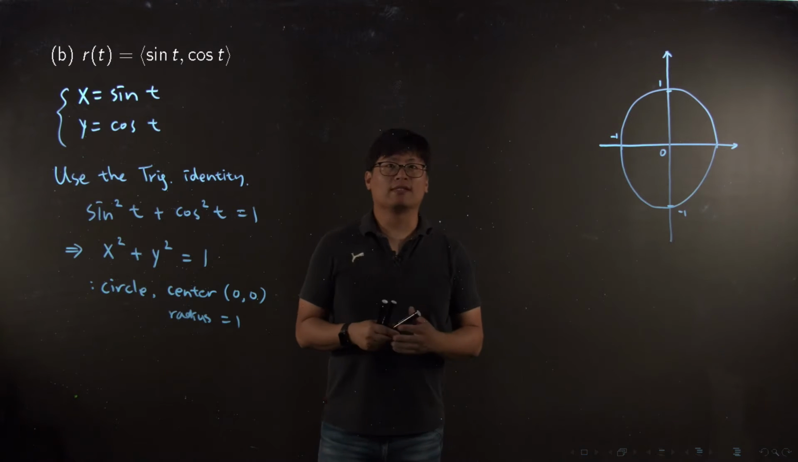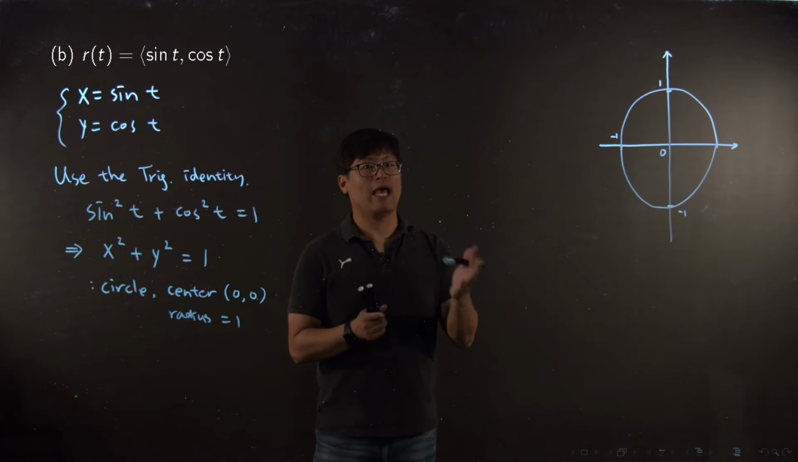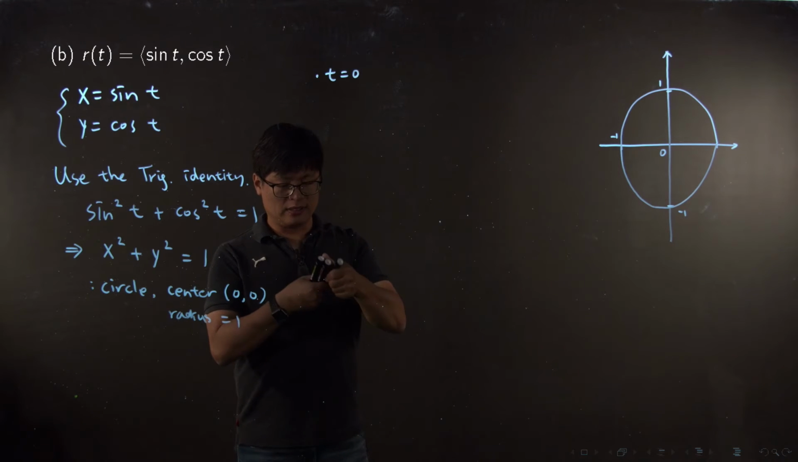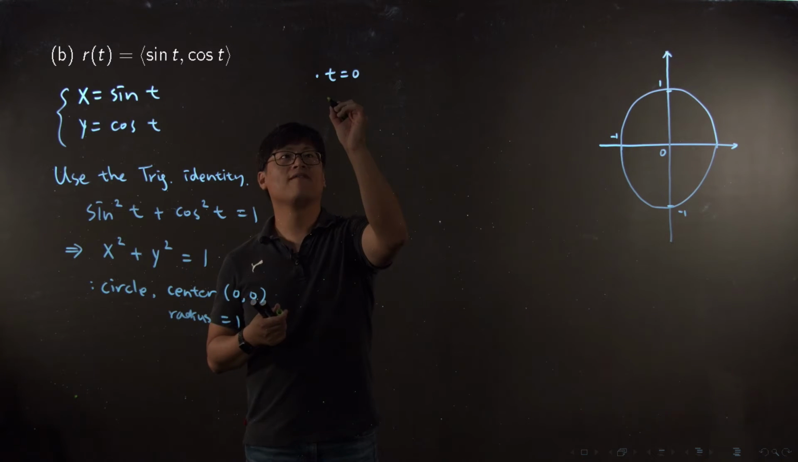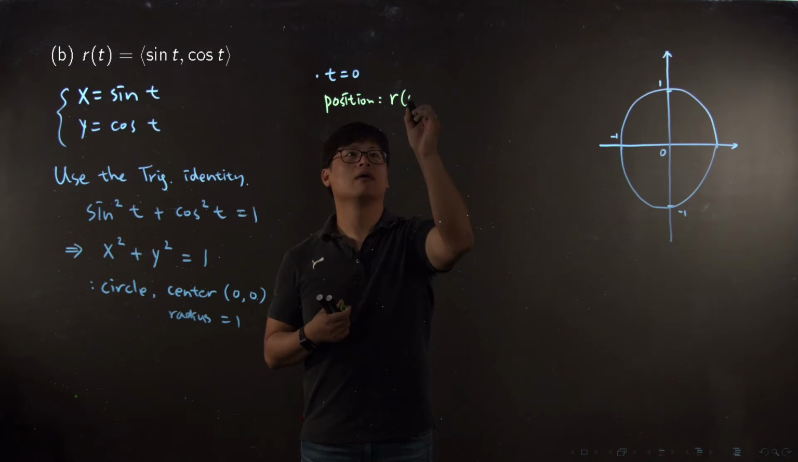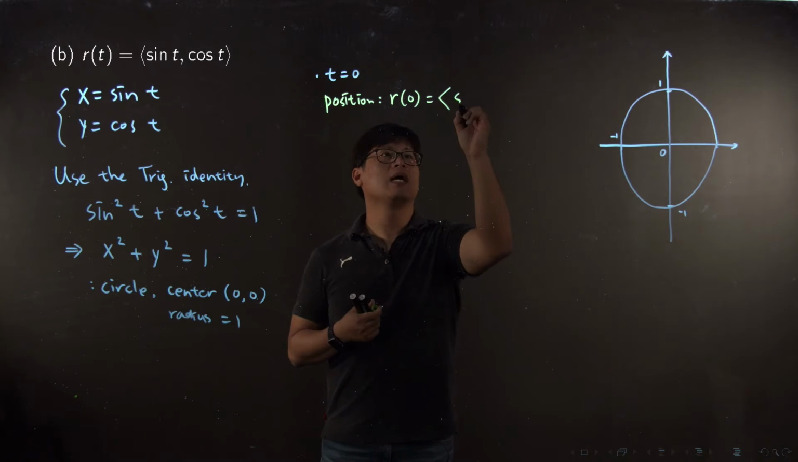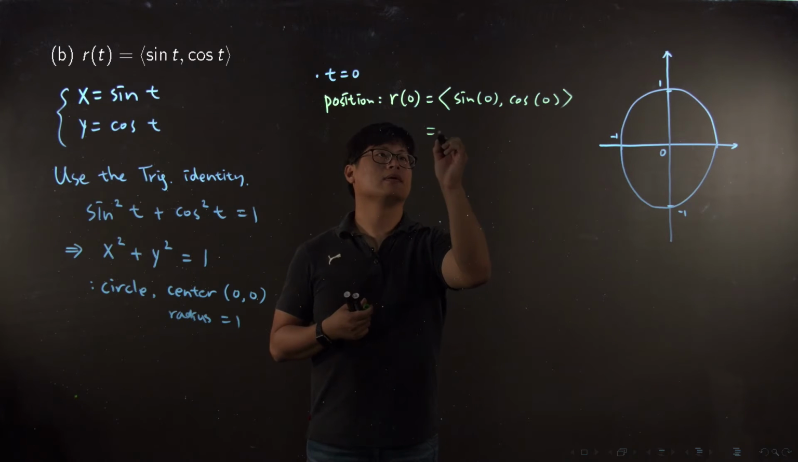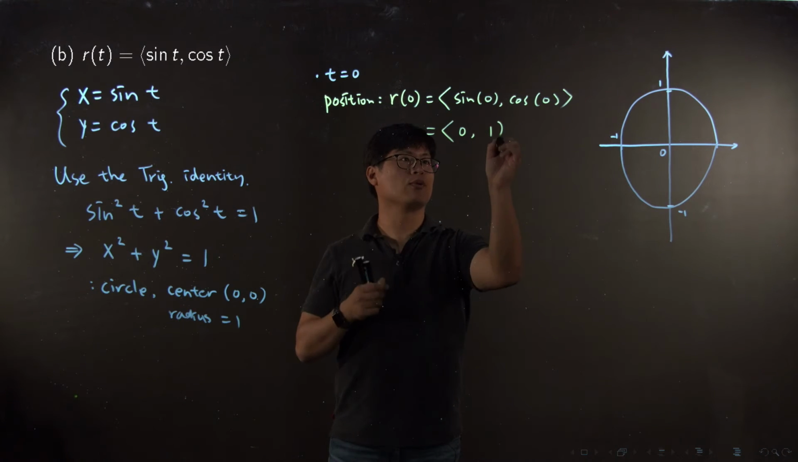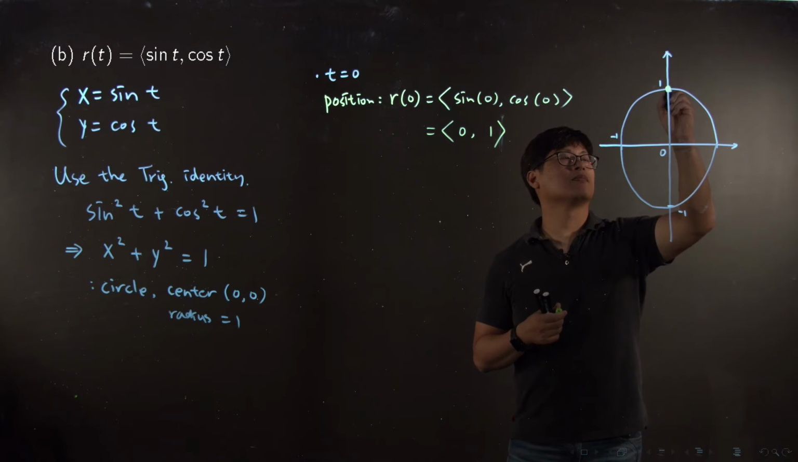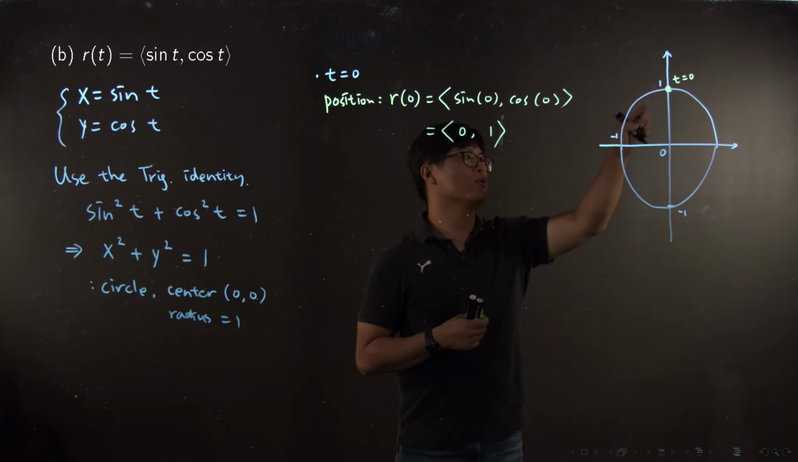As I told you, we can choose any t value. For the practice, let me choose t equals 0. Again, you can choose any t value. With this parameter t, we can find the position first. The position is r(0), which is (sine 0, cosine 0). Sine 0 equals 0 and cosine 0 equals 1. I'm talking about this point. When t equals 0, your point will be here.